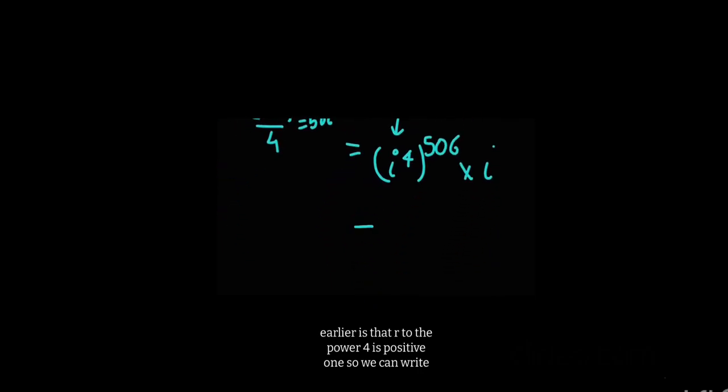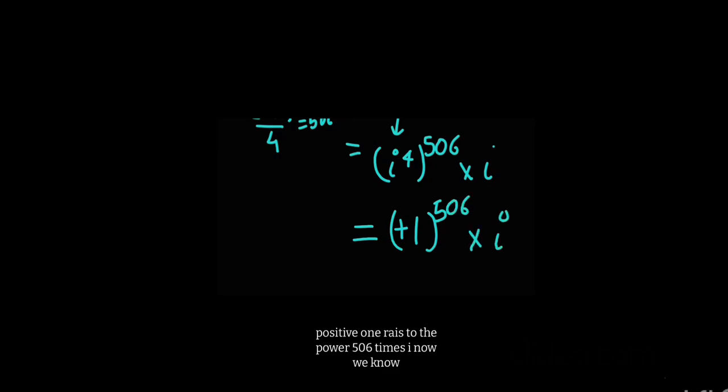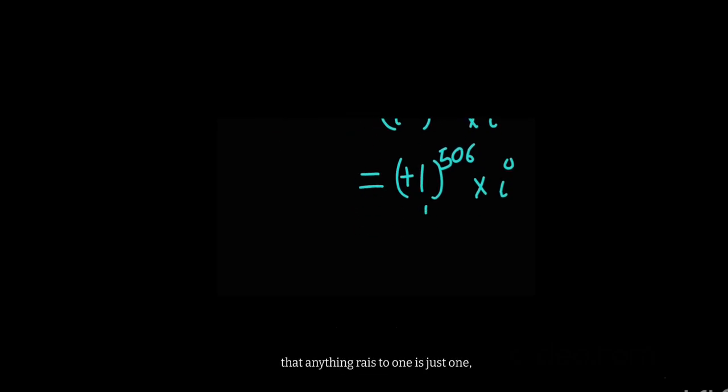Now what we have seen earlier is that i to the power 4 is positive 1. So we can write positive 1 raised to the power 506 times i. Now we know that anything raised to 1 is just 1. So 1 times i, that is i. So i to the power 2025 is just i itself.